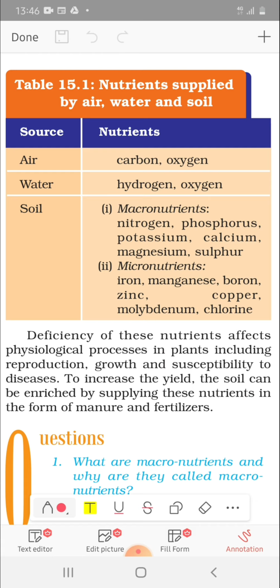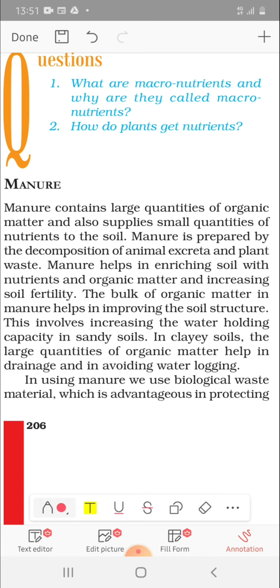Right now we read about the nutrients the plants require, right? So through manure they get these nutrients, and the bulk of organic matter in manure helps in improving the soil structure. This involves increasing the water holding capacity in sandy soils. In clay soils, the large quantities of organic matter help in drainage and in avoiding waterlogging.